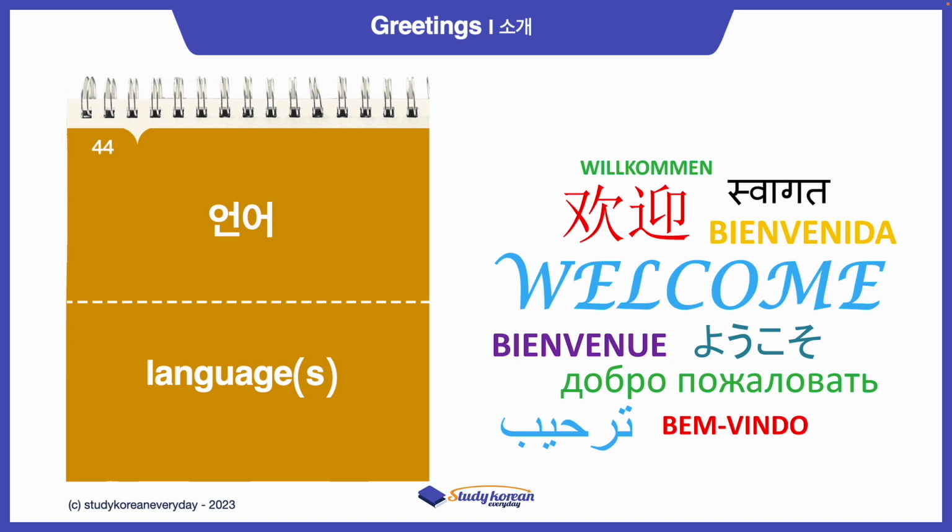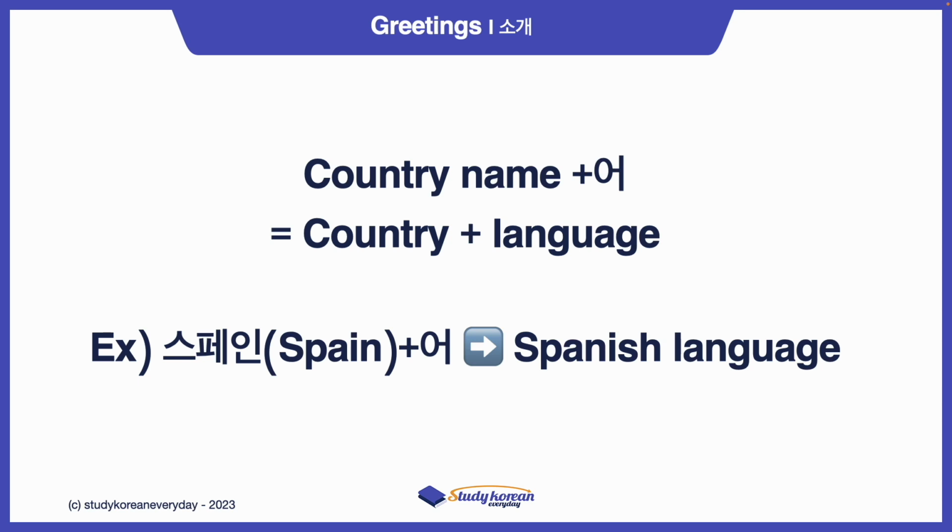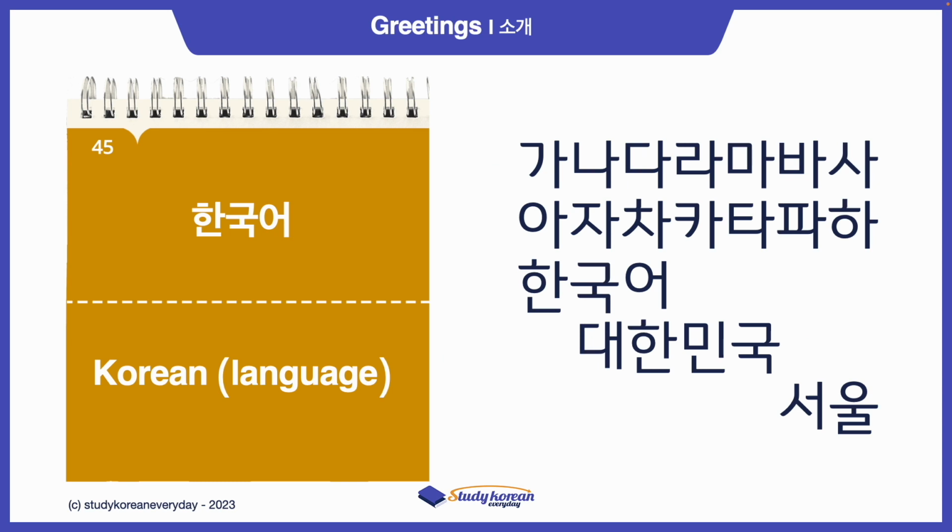언어, which means either a language or languages. Country name and put 어, it means a language of a country, because 어 has a meaning of language. For example, if you want to say Spanish language, we put the country name Spain and 어. Then it becomes Spanish language. 한국어. 한국, Korea, 어 language, so Korean as a language.